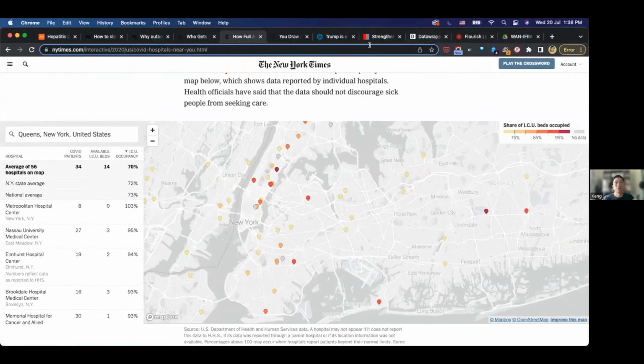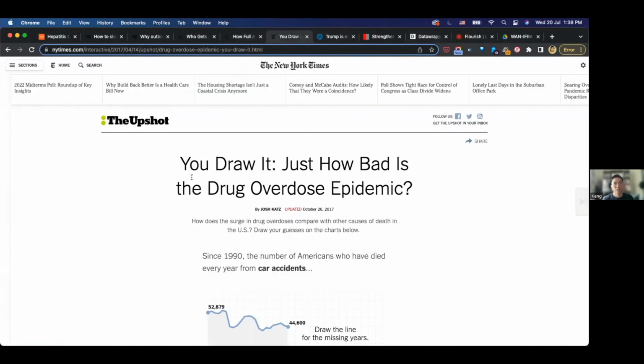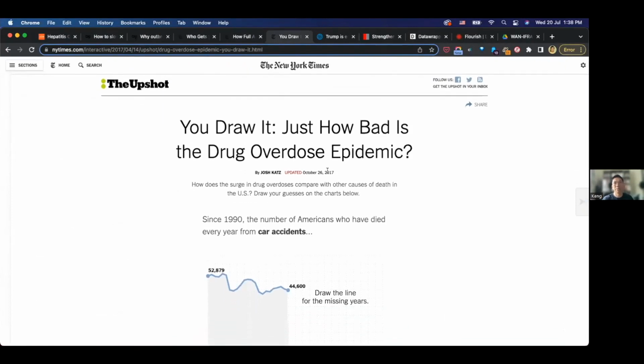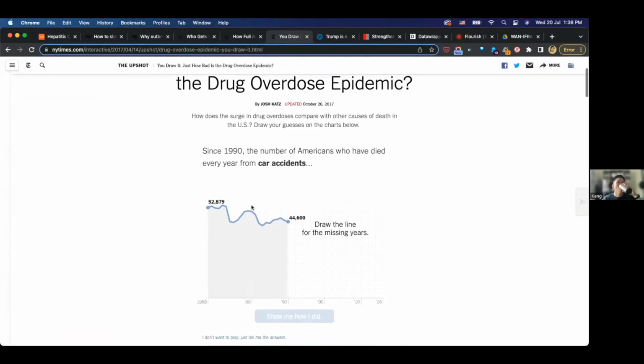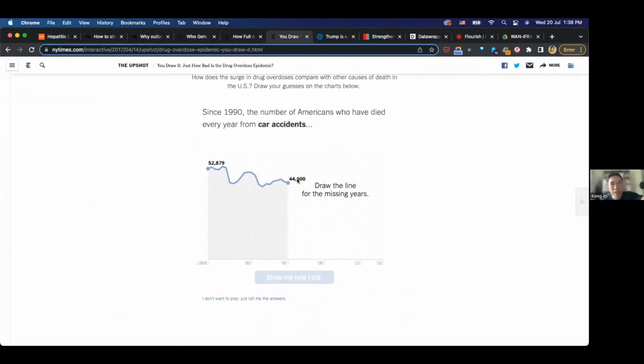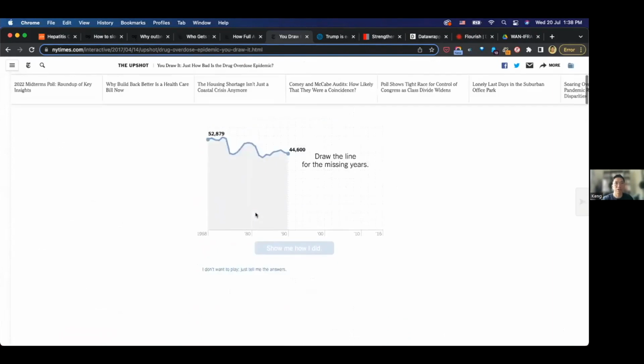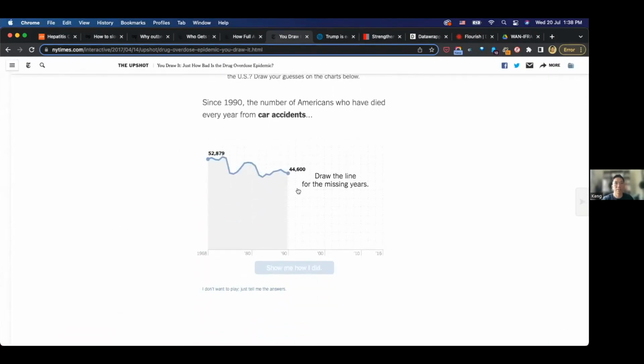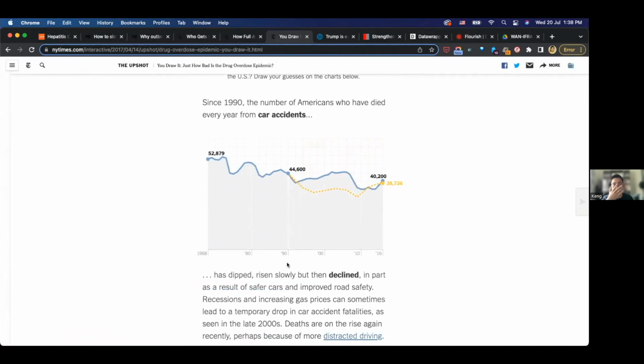So let me just show you one story done by the New York Times. You draw it: just how bad is the drug overdose epidemic. Okay, it was published in 2017, so 5 years ago. So it has several charts, and asks you to plot the charts by yourself. So you can draw the charts. So for example, who dies every year from car accidents. I just guess anything. It shows you the real numbers.